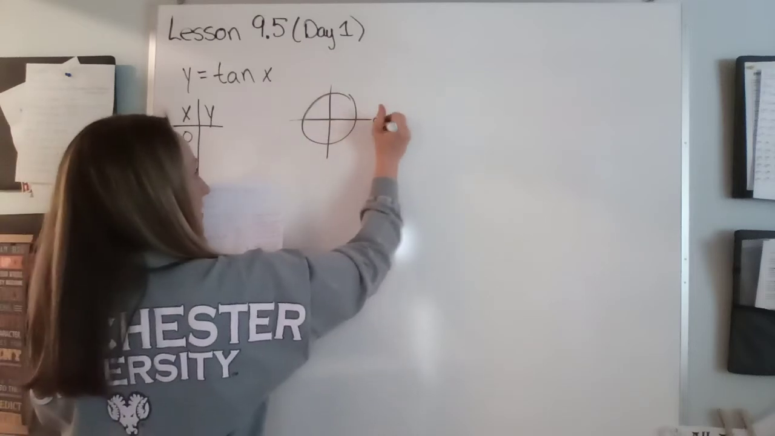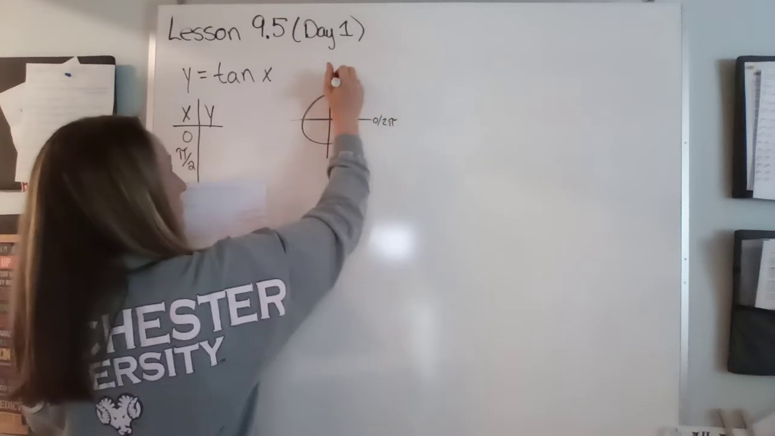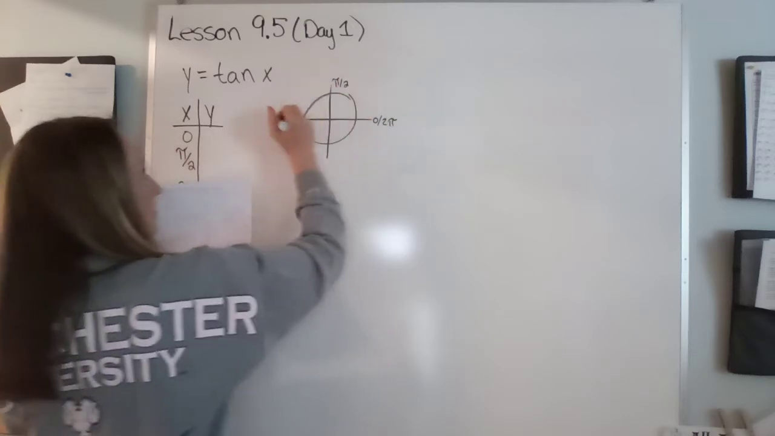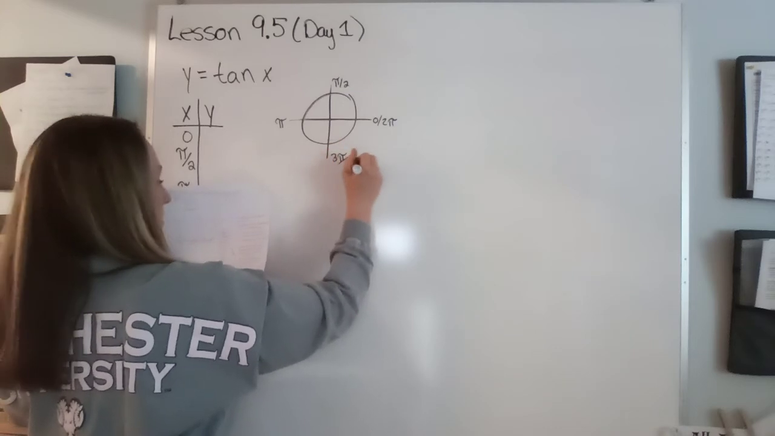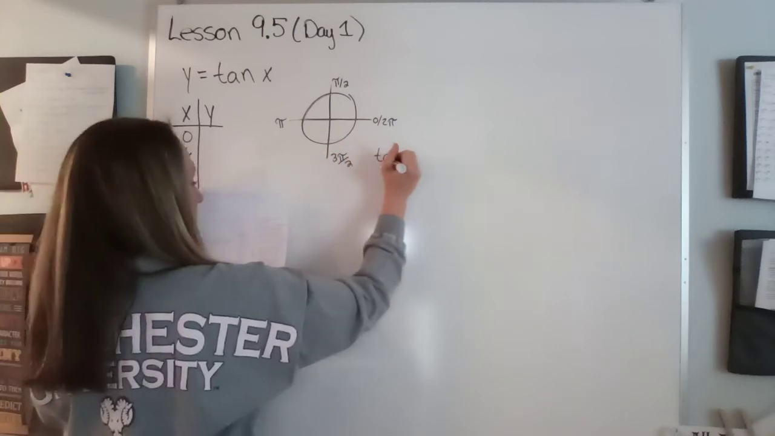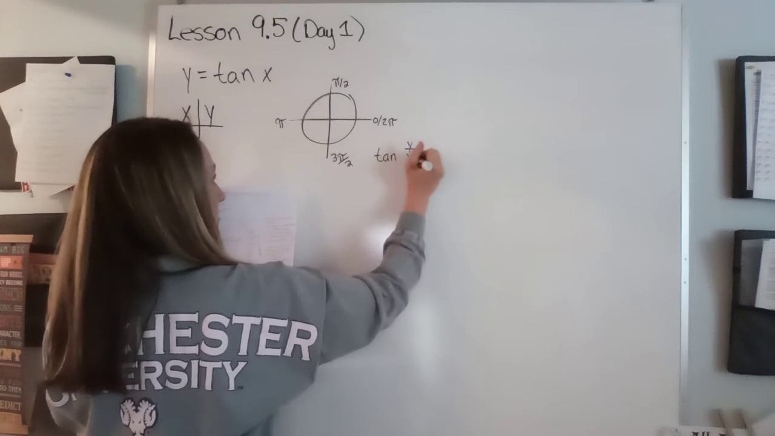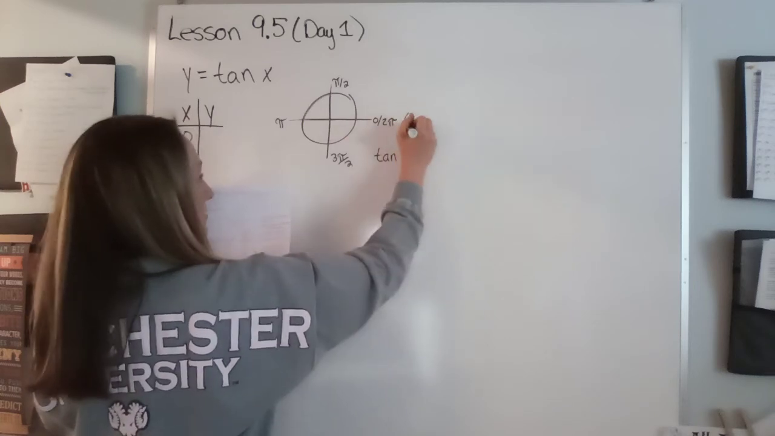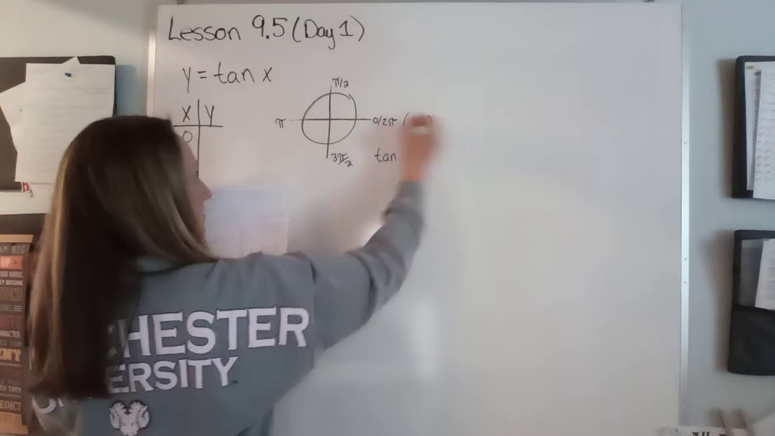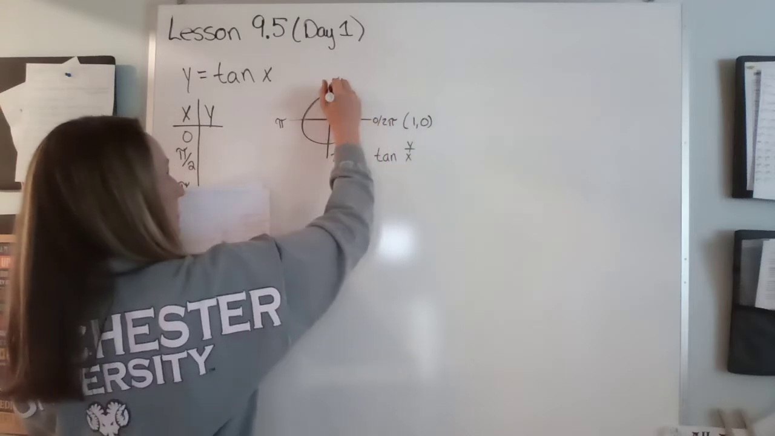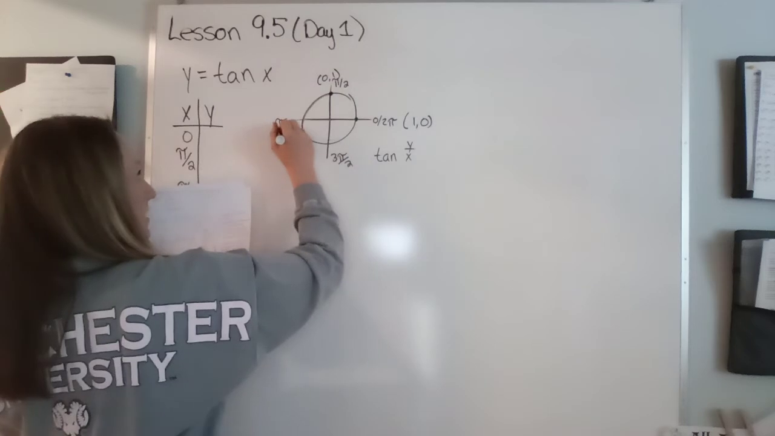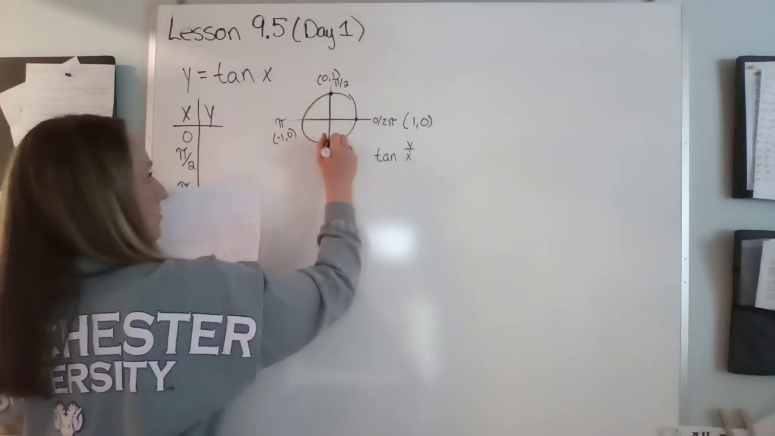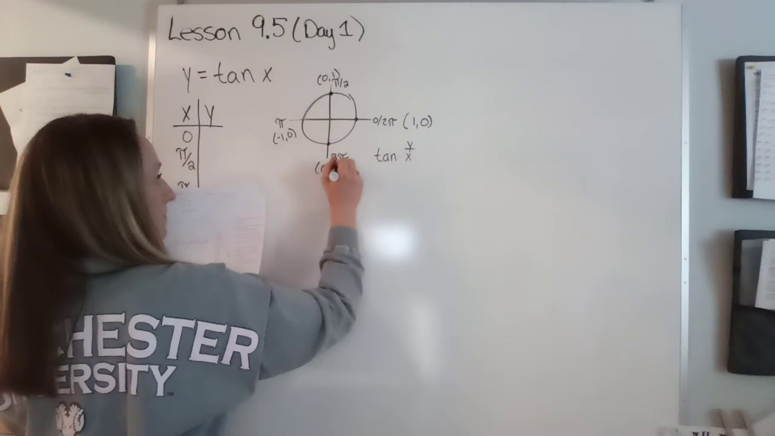If we're looking at the unit circle, 0 to pi is right here. And we have pi over 2. We have pi. And we have 3 pi over 2. And remember, tan is y over x. Okay, and right here the coordinate is 1, 0. This point here would be 0, 1. Here I'm going to have -1, 0. And this point down here is 0, -1.